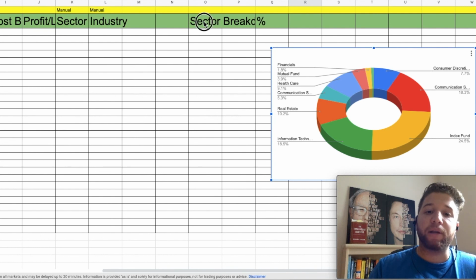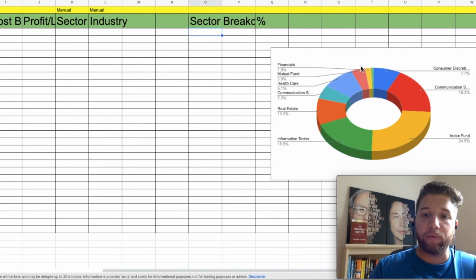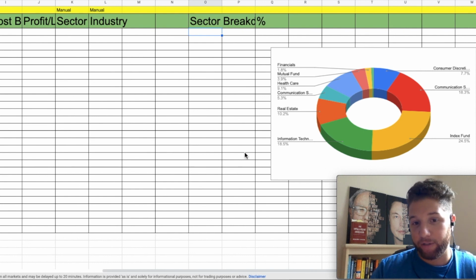And it's pretty cool too. You can see the sector breakdown here, which will convert to the chart, which I think is very useful to make sure you're diversified and not getting overweight in any one particular company or industry.